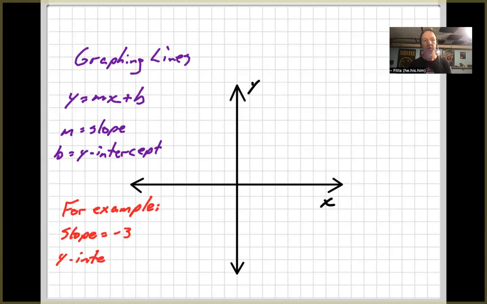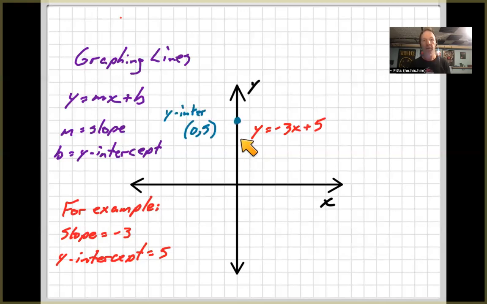So let's look at an example. Let's say our slope is -3, and our y-intercept is 5. Well, what is the y-intercept? The y-intercept is just where, if you want to think of it as intersect, the line is going to intersect the y-axis. And that point here is going to be (0, 5). That's our y-intercept. So if I wanted to write this as a linear equation, it would be y = -3x + 5. And there's our y-intercept, and that's the coordinate (0, 5). So the x is 0, and then I'll go up 1, 2, 3, 4, 5.